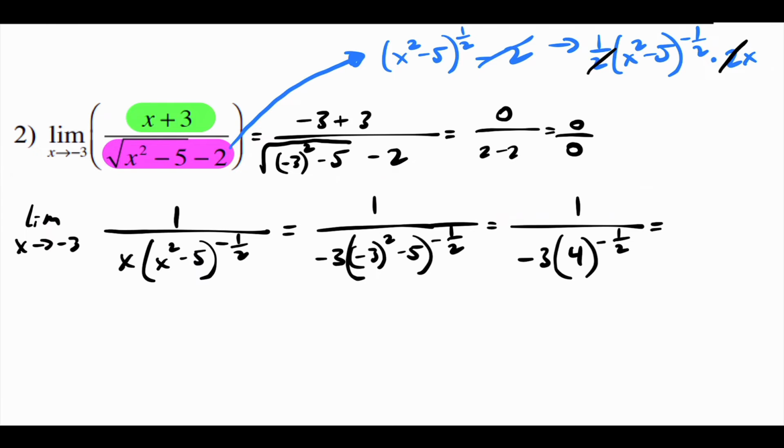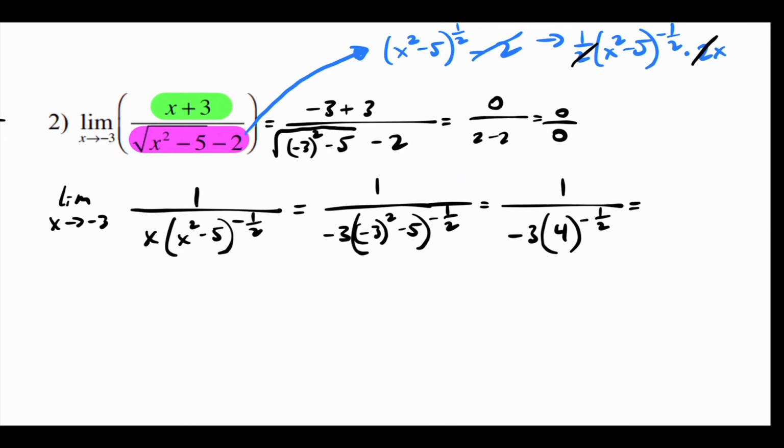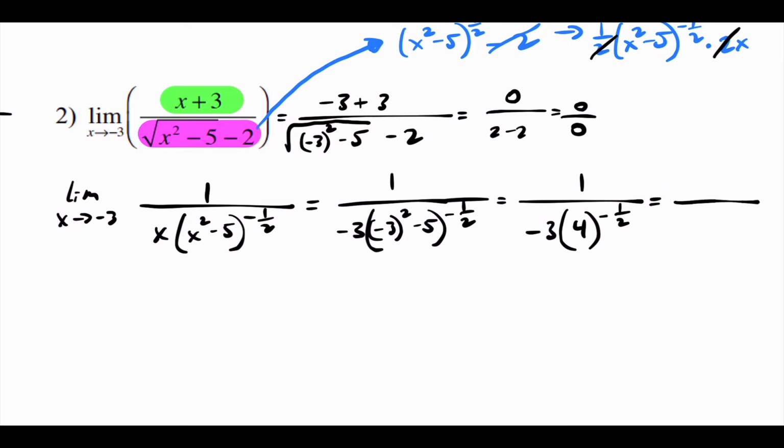Okay, so we have to do exponents first. Exponents before multiply. I can't multiply negative 3 and 4 because I have exponents. Well, what does negative 1/2 power mean? Take the square root as one thing, and there you go. That's what that means. It's negative 3 times 1 over the square root of 4. That's what negative 1/2 means. It means flip. That's what the negative means. And then find the square root.